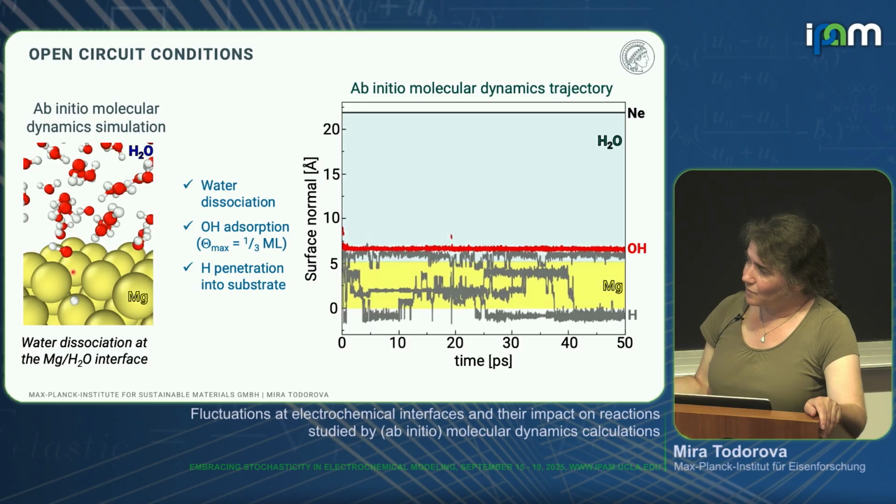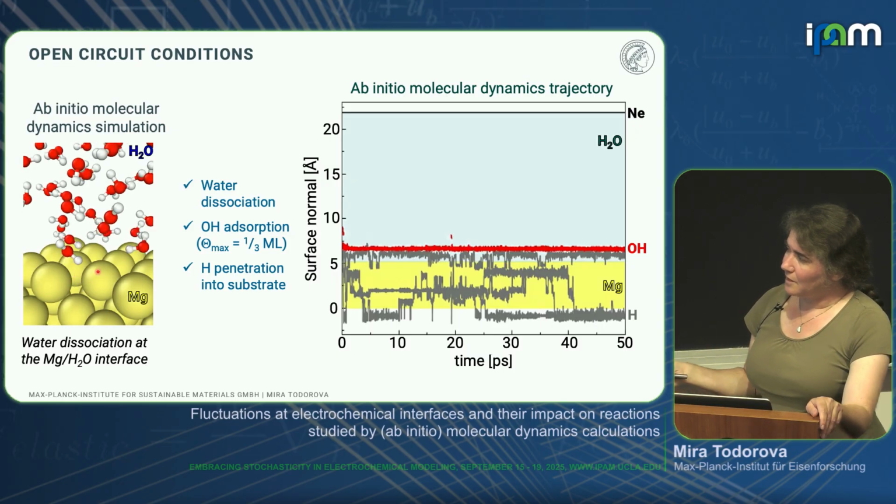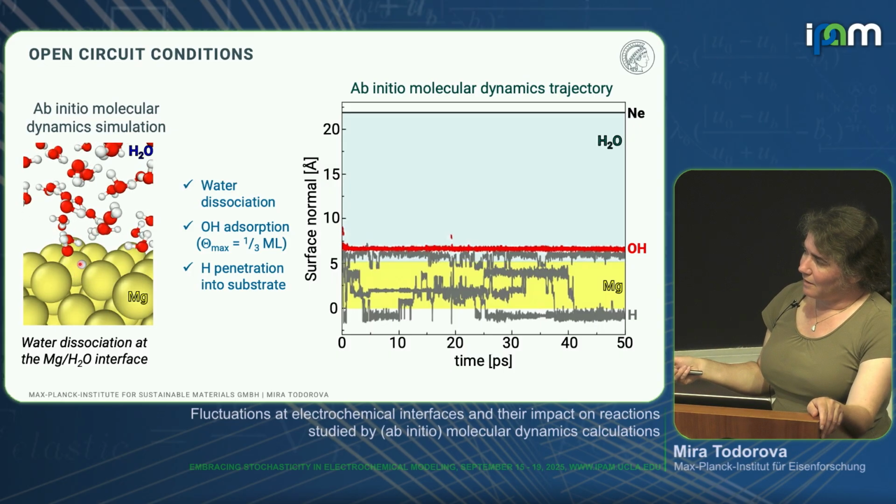Now, what we did is then to perform molecular dynamics calculations, first without having any potential control, and what we see is that there is dissociation of water, so a certain amount of OH groups adsorbed at the surface. There's also a certain amount of hydrogen that is set free by this dissociation process, which may stay at the surface or penetrate the slab.